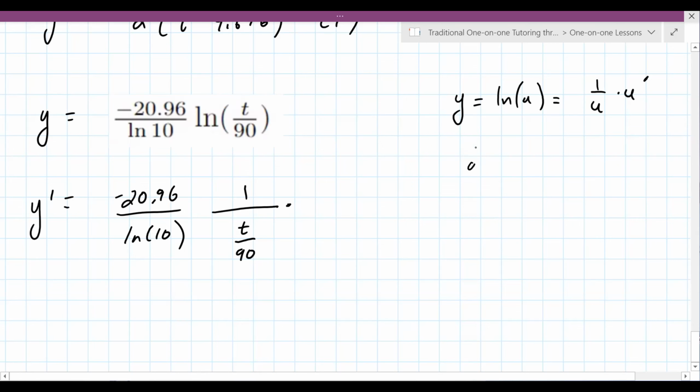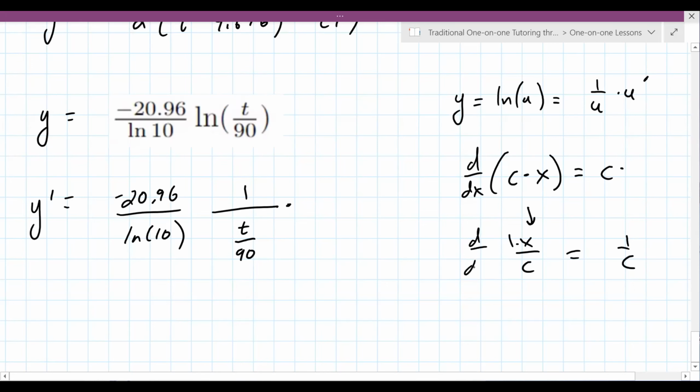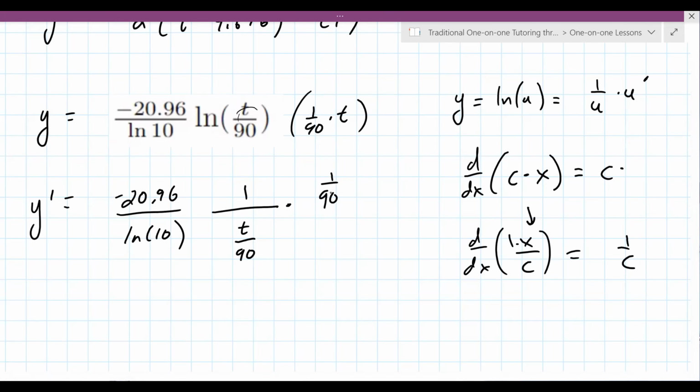Well, the d dx of a constant times x is the constant. And one of the things you're not seeing here is that this is the same as x over c, so it really is 1 over c. Oh, you get rid of the t? That's right, because you're looking at it as just t. It's really 1 over 90 times t, and your derivative would just be 1 over 90. Yes. Okay, I see what you mean.